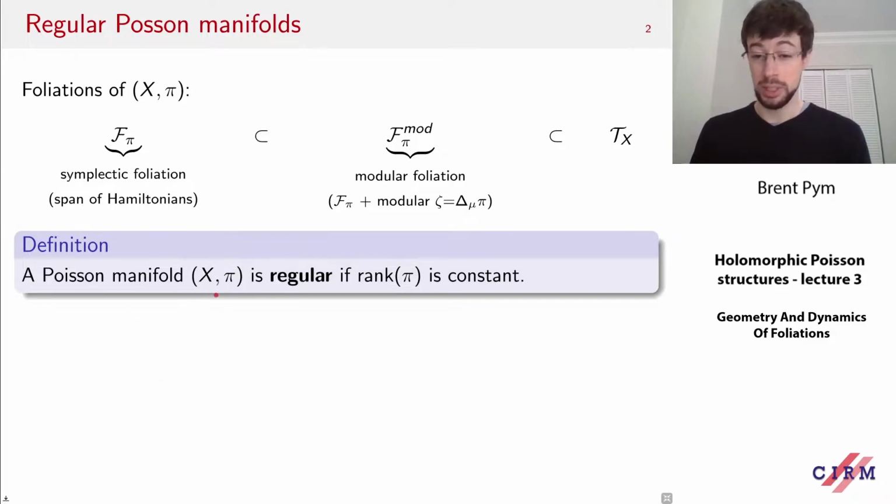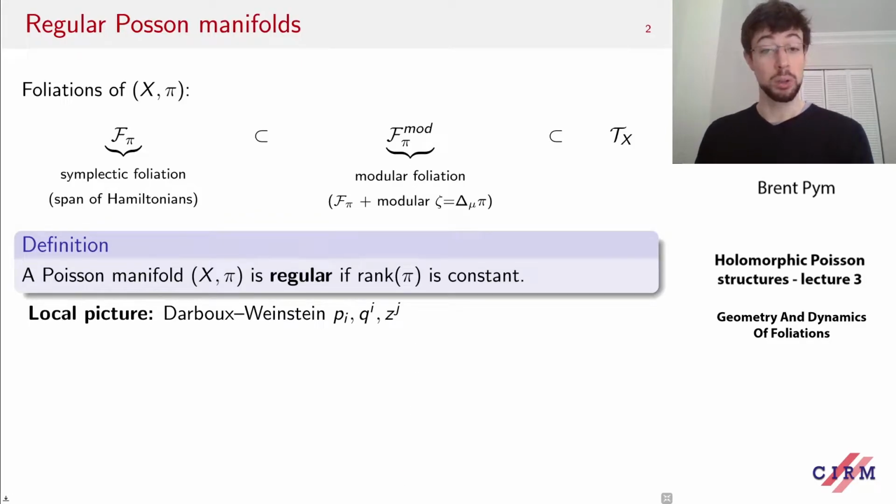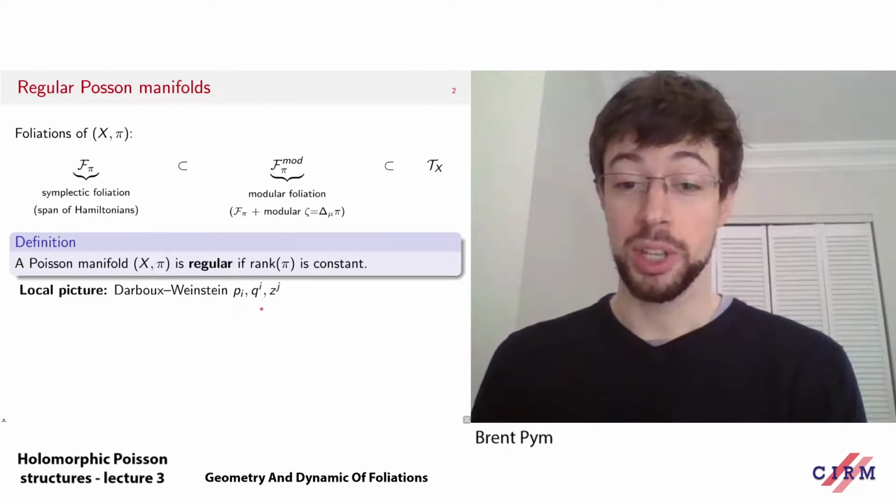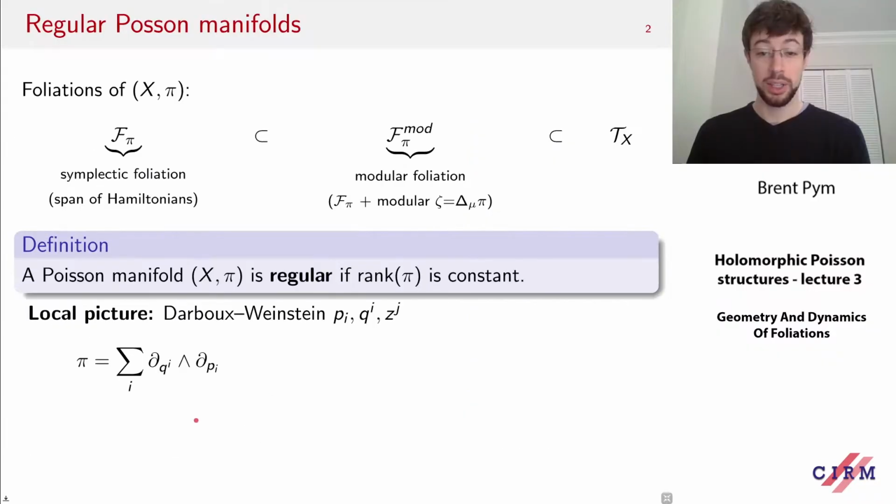So a Poisson manifold is called regular if the rank of this bivector field pi is constant. It doesn't change anywhere in the manifold. So remember that we have a local picture for Poisson manifolds given by the Darboux-Weinstein coordinates. So in particular, in the case of a regular Poisson manifold, this tells us that we can find coordinates which come in groups p, q, and z, such that the Poisson structure looks locally like the sum del qi wedge del pi.